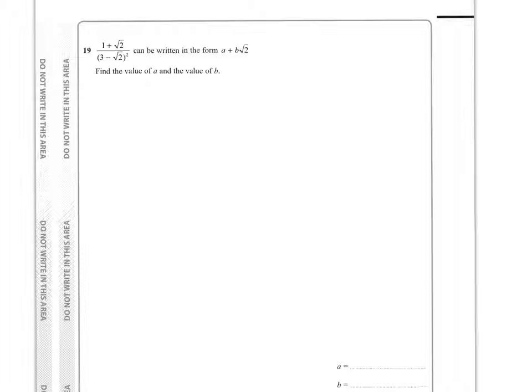Question 19. (1 plus root 2) divided by (3 minus root 2), all squared, can be written in the form a plus b root 2. We've just got to find the values of a and b to make that work. Well, let's try our best to see what we can do.